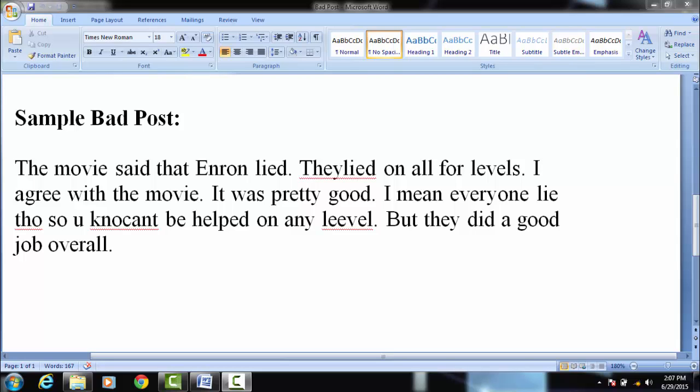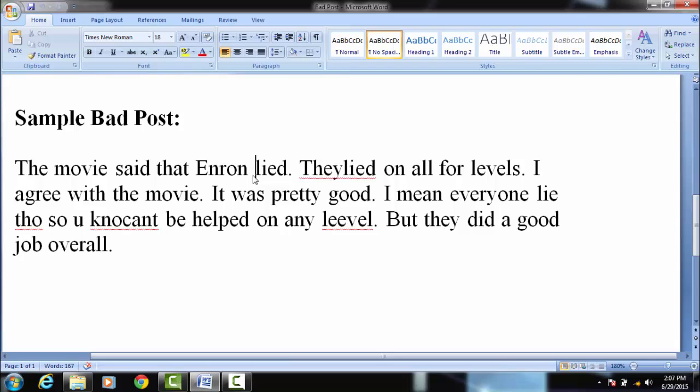Before we take a look at a good post, let's go ahead and take a look at a poorly written post. We should have the discussion board prompt in front of us. The prompt asks, what do you think the documentary wants people to know? The bad post begins with, the movie said that Enron lied. We can see that here. The movie said that Enron lied. Instead of focusing on the director as the prompt asks, the student makes the movie itself the subject of the sentence. This sentence does not answer the question.